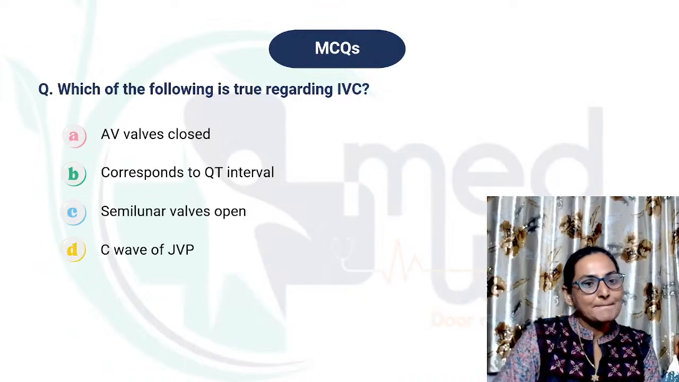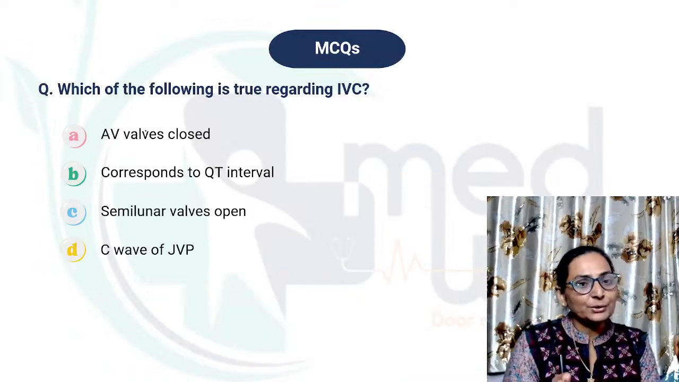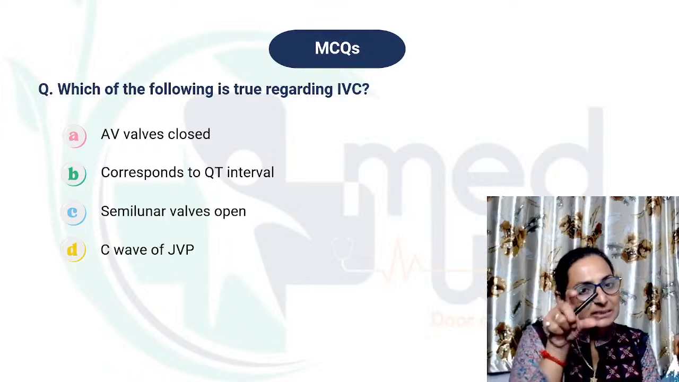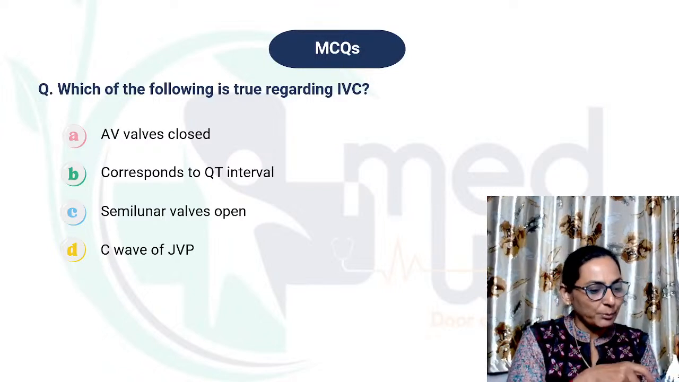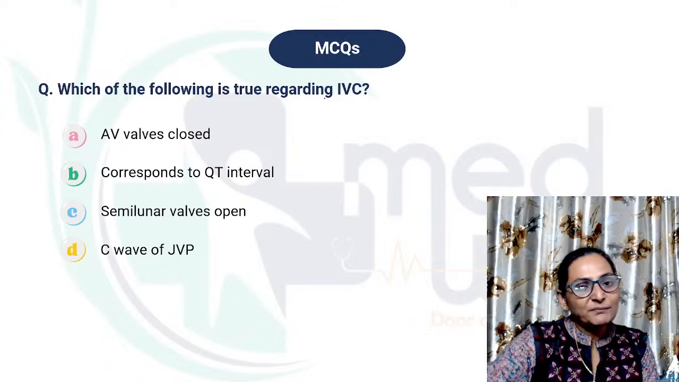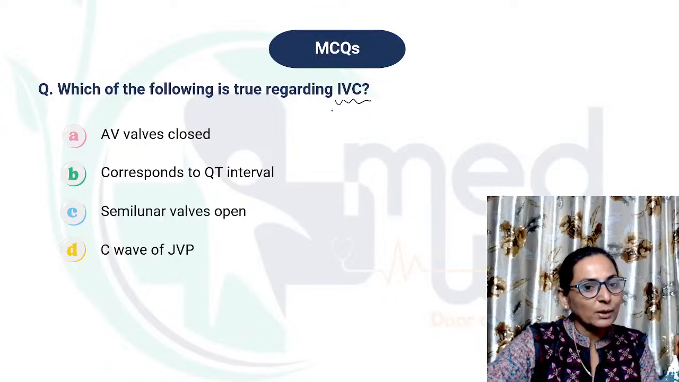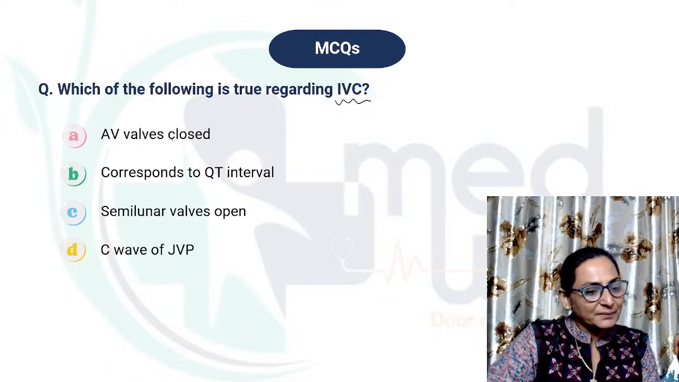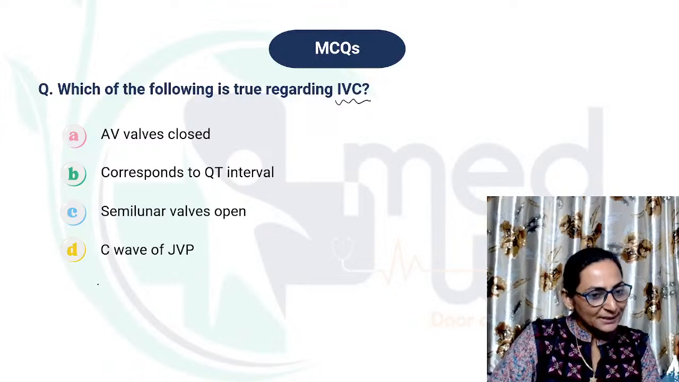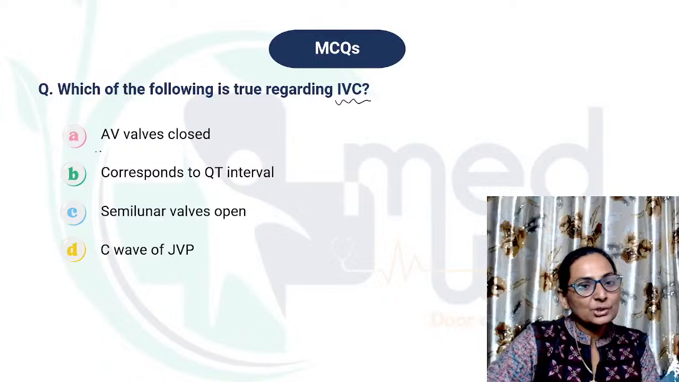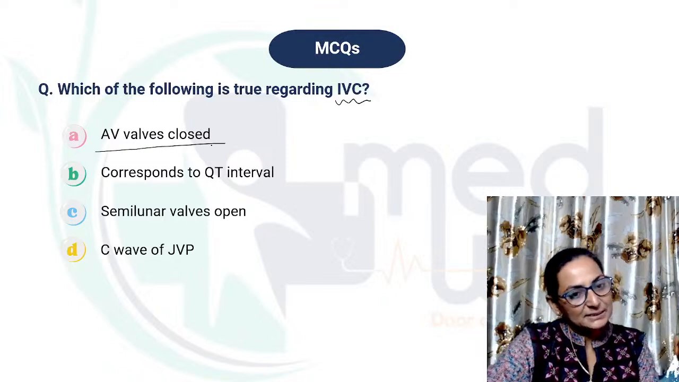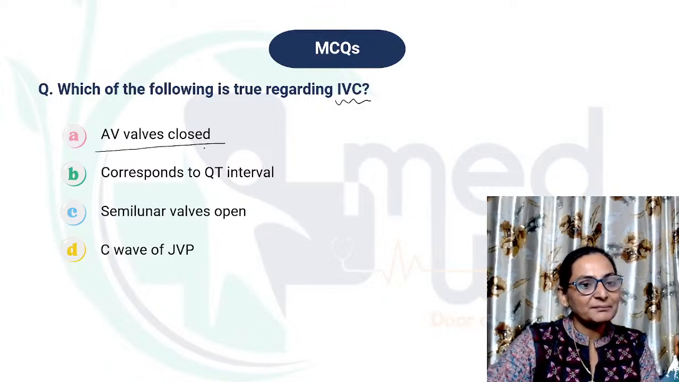Now, see, similar PYQ. These are all PYQs. That means these are really highlighting important topics. Which of the following is true for IVC, that is isovolumetric contraction? AV valve close, semilunar valve open, C wave of JVP, and corresponds to QT interval. So the best option is closure of the AV valve. Yes, closure of the AV valve, right?